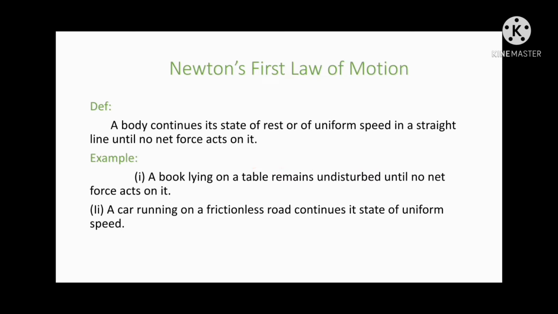Now let's discuss what uniform speed actually means. Uniform speed means constant speed, a speed which doesn't change. But remember one thing: any body moving with uniform speed in a straight line has no acceleration, but anything moving with uniform speed in a circular path doesn't have zero acceleration.